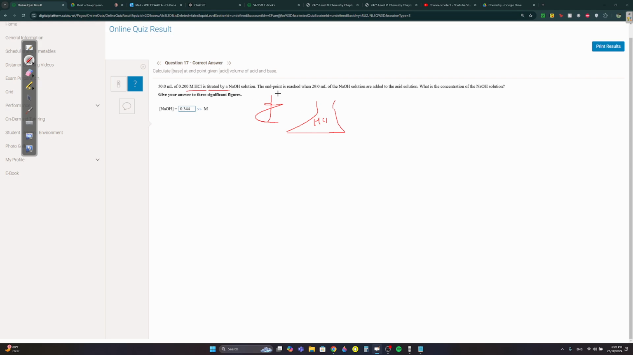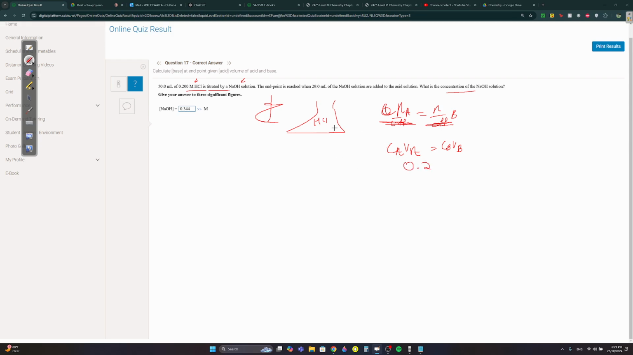Yeah, it should be here. The endpoint is reached when 29 milliliters. Okay. Remember, when we want to find the concentration in titration, you always do n of the acid over the coefficient of the acid is equal to n over the coefficient of the base. Since they both have 1 to 1, we don't care about this. So n of A is Ca Va. n of B is Cb Vb. Direct application. Concentration of A is 0.2.